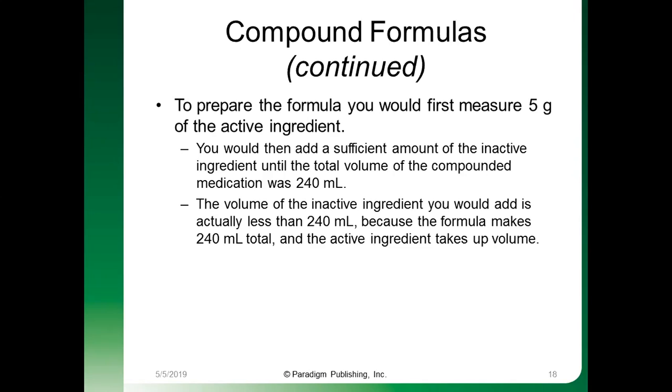So the volume of the inactive ingredient you would add is actually less than 240 ml because the formula makes 240 ml total, and the active ingredient makes up volume. So again, if 5 grams of this active ingredient actually weighs 2 mLs, that means you're going to have to measure 238 mLs of the liquid to make a total of 240. Hopefully you kind of understand what this QSAD stands for with this example.